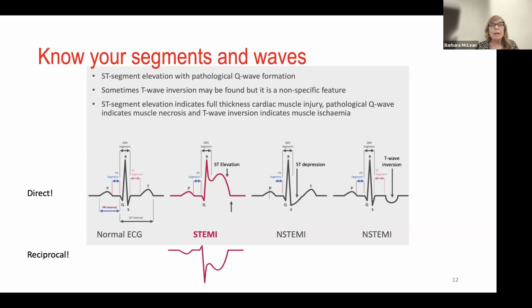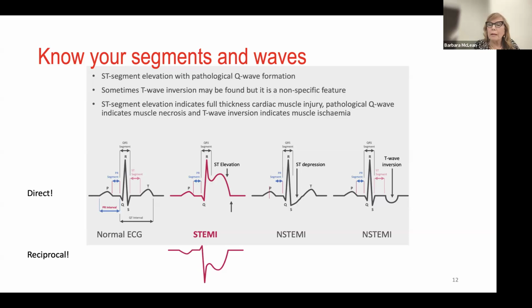Okay. If I'm looking at ST segment elevation, say I'm looking at in the inferior wall, what I'm going to expect to see on the opposite wall, which would be lateral, is ST segment depression. If I have ST segment elevation in the lateral wall, I'm going to expect to see ST depression in the inferior wall. And the same will go for the posterior wall, which will have ST segment elevation, and the reciprocal, the anterior septum, which will have ST segment depression.